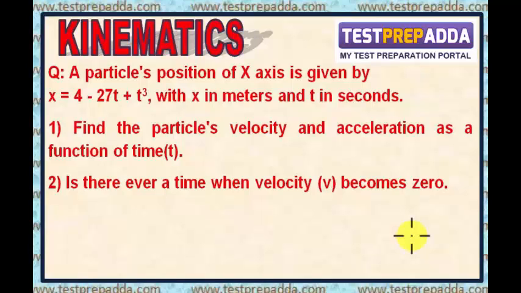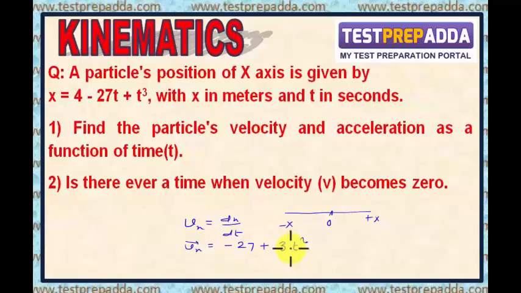Dear students, please note here it is one-dimensional motion, that is in the x direction. So we can write here Vx is equal to dx by dt. This is plus x, this is minus x. Vx is dx by dt. So if we differentiate the given x, then Vx can be written as minus 27 plus 3t square.